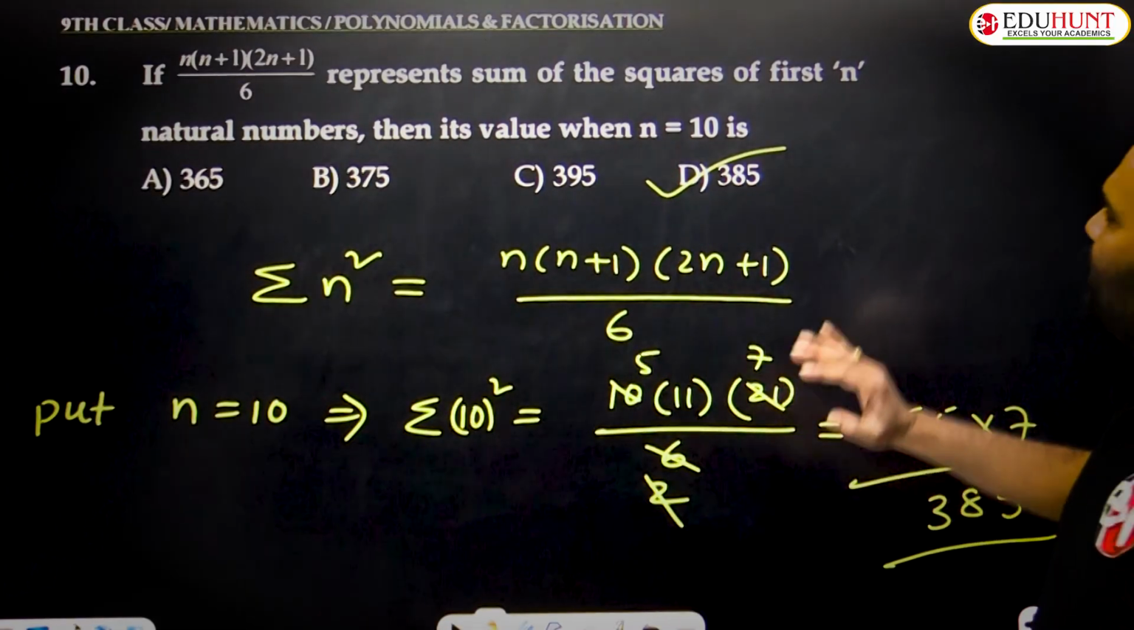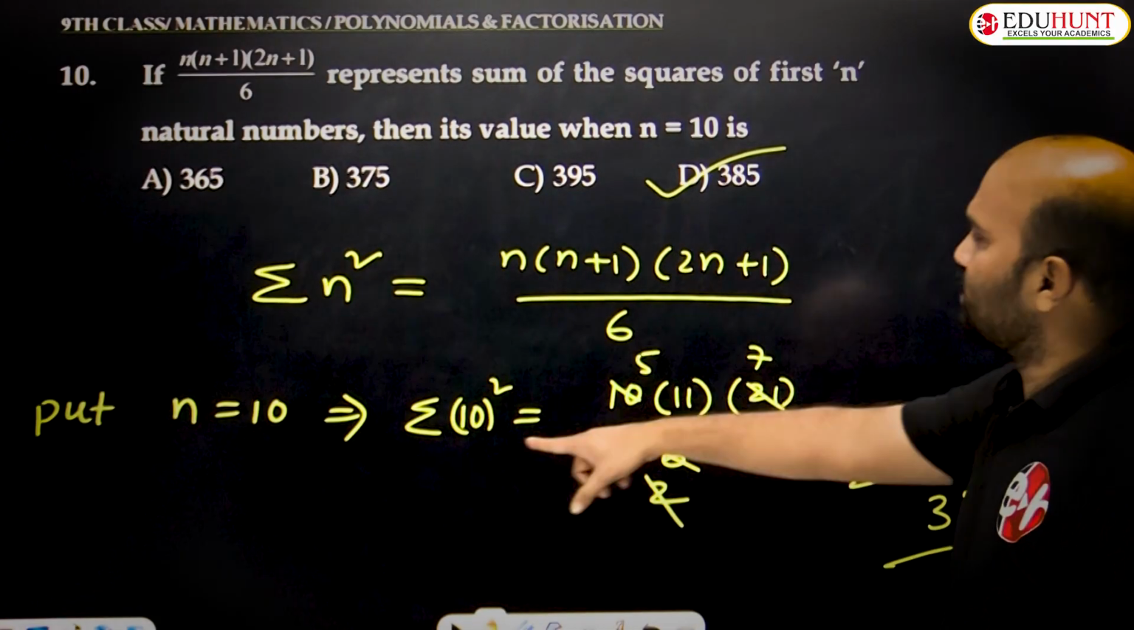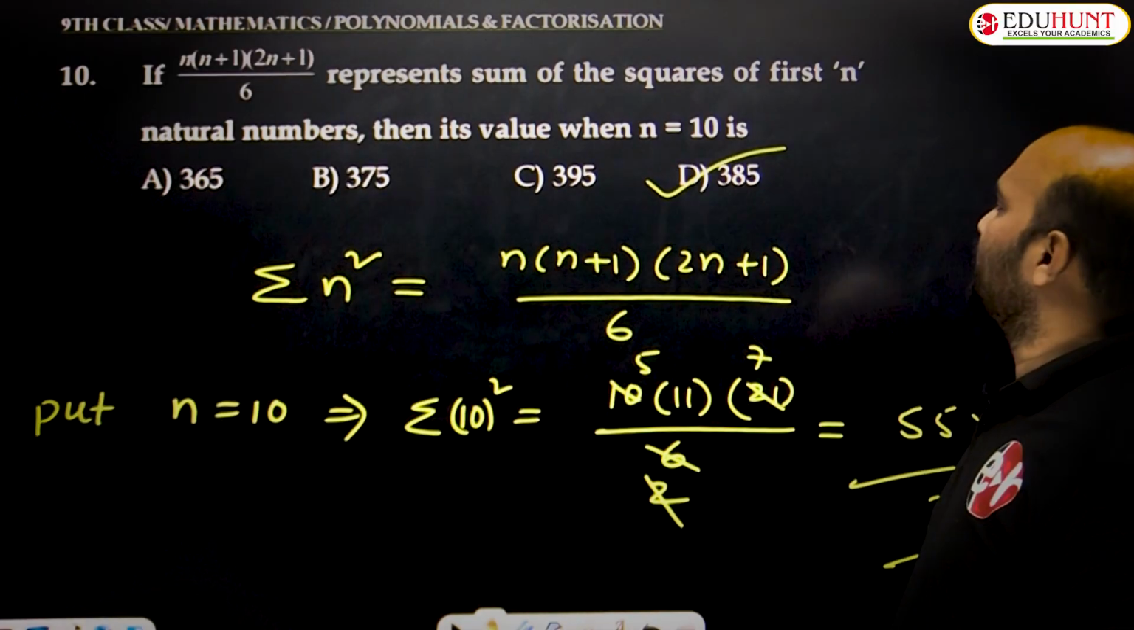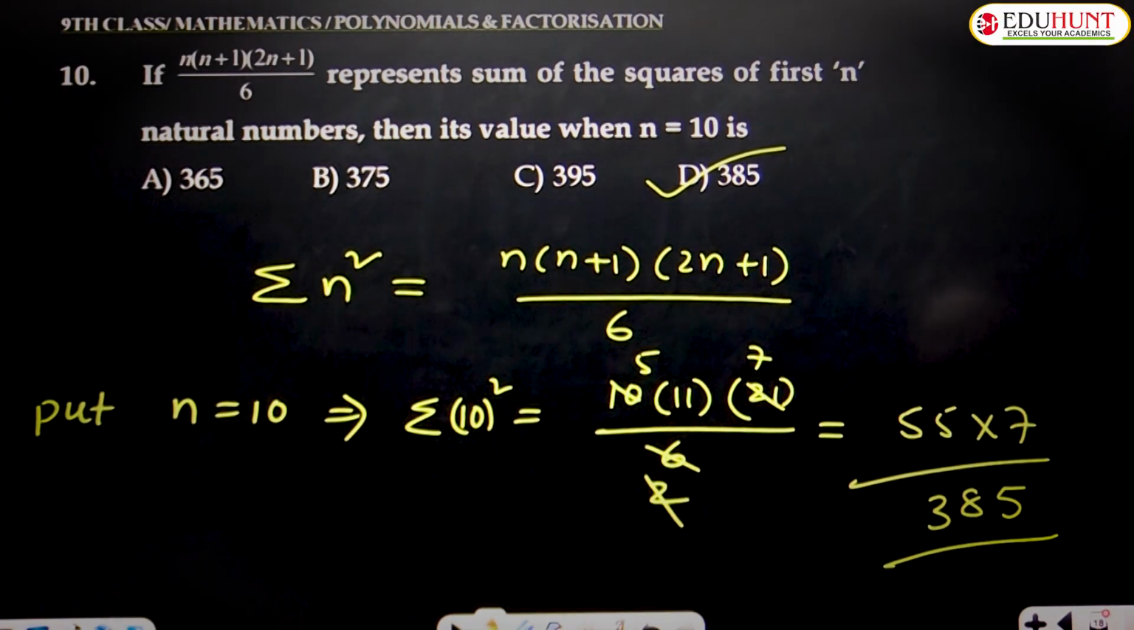So it is the sum of the first 10 square natural numbers, because the n value I am given is 10. Okay. So option D, 385, is the right answer.